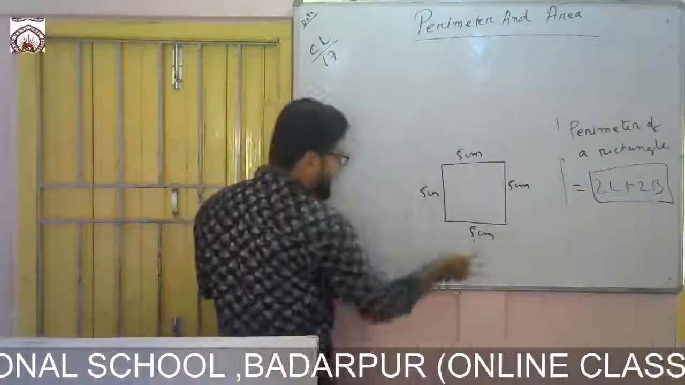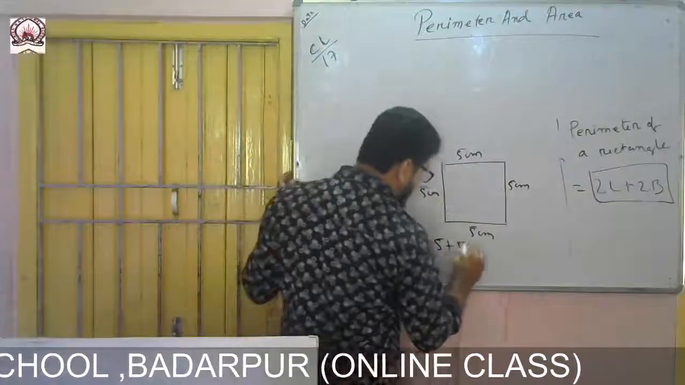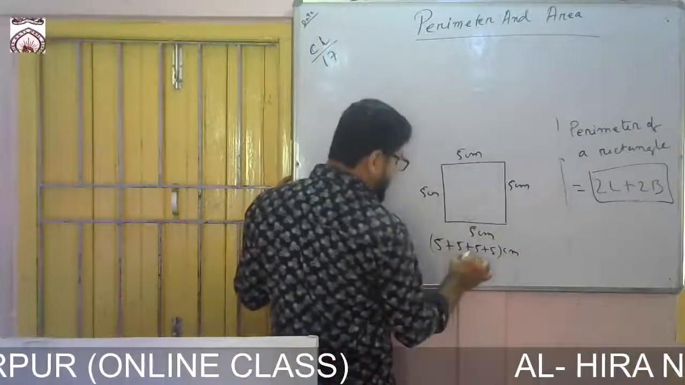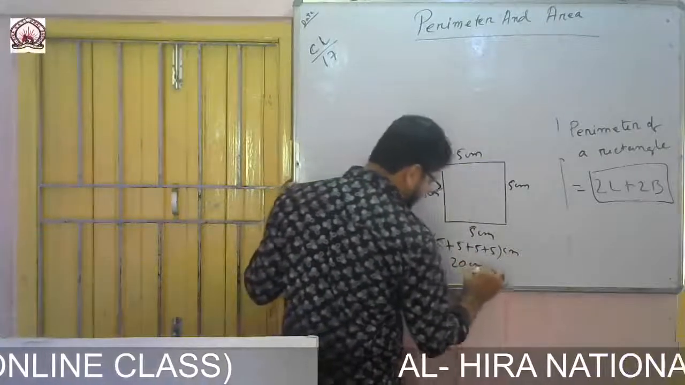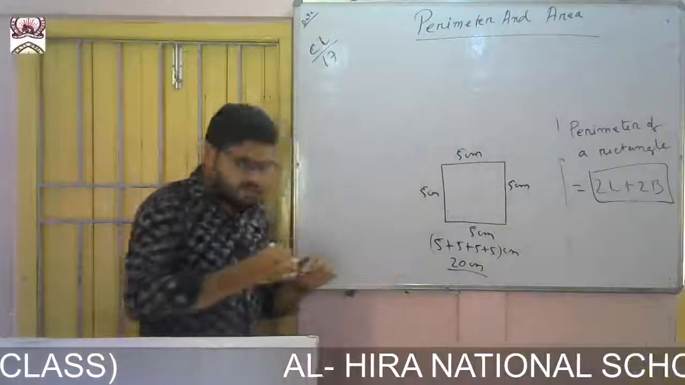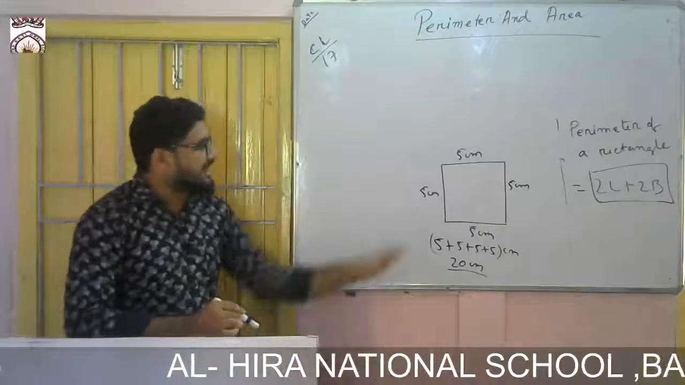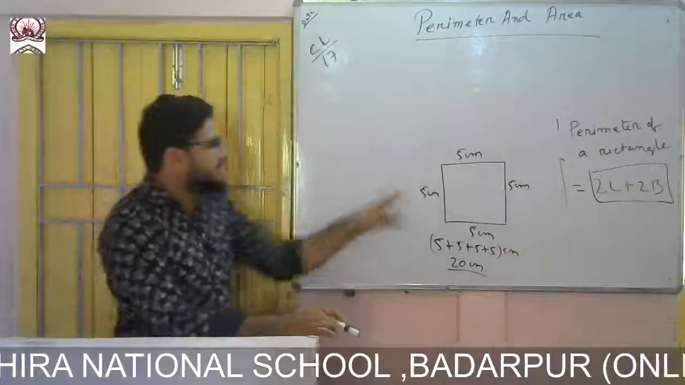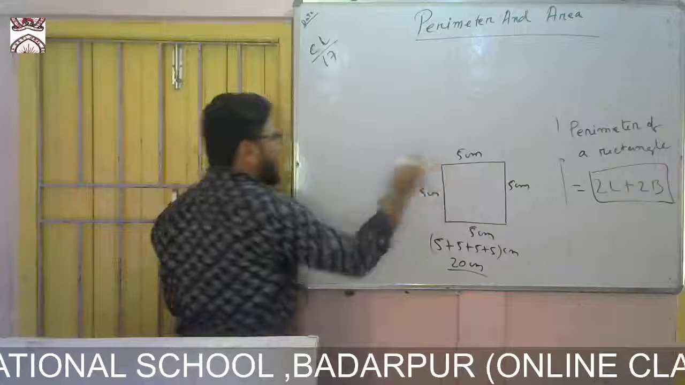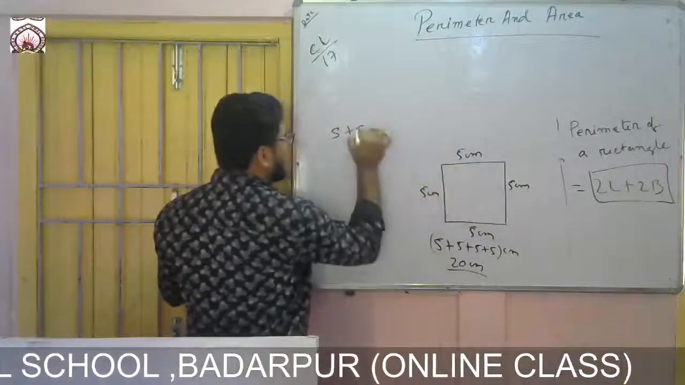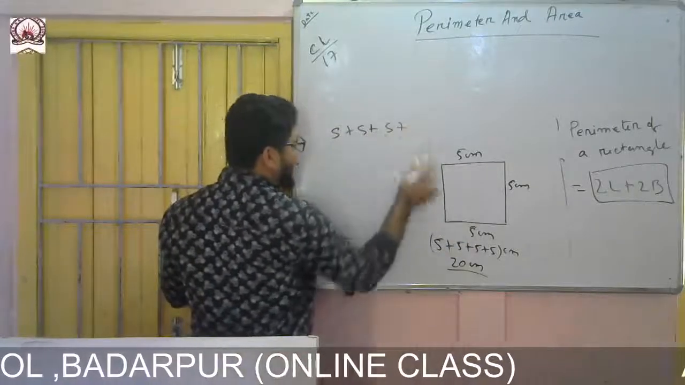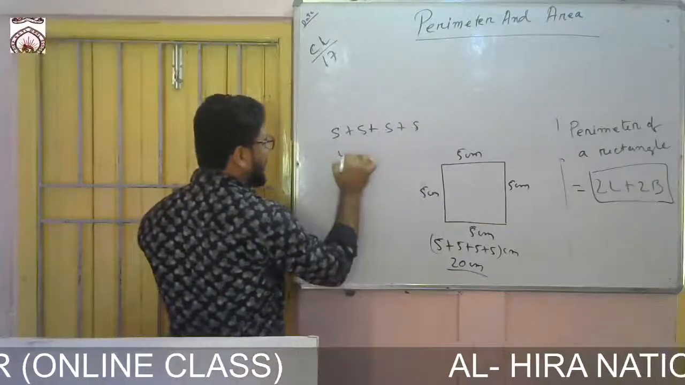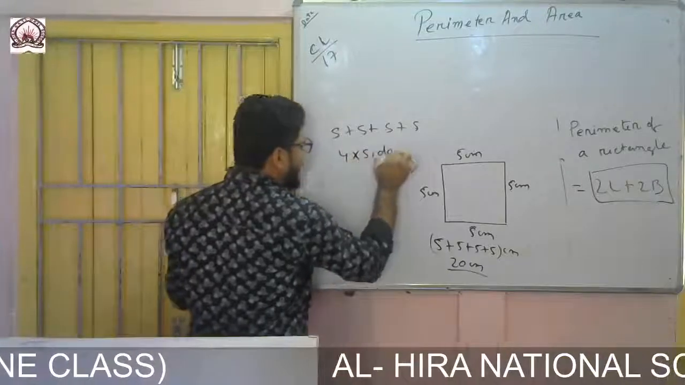Yes, the adding of all these: 5 centimeter plus 5 centimeter plus 5 centimeter plus 5 centimeter. It will be 5 plus 5, 10, again 10, 20 centimeter. It is 20 centimeter. That means all sides are the same. First side, plus this side, plus this side, plus this side. How many sides? 1, 2, 3, 4. So 4 sides, 4 into side.